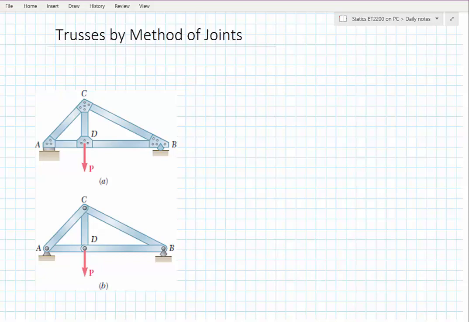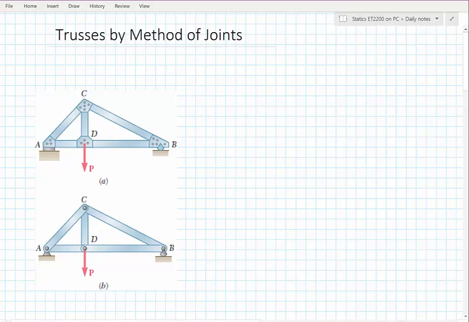All right, hello everyone. In this video, we're going to be looking at an analysis of a truss using the method of joints. And I think this is going to have to be broken into two videos because it's kind of long, so I'll do the explanation in this video, and the second one will be an example. And then in the video following that, we'll do a separate method called method of section. So we're going to spend some time on these.